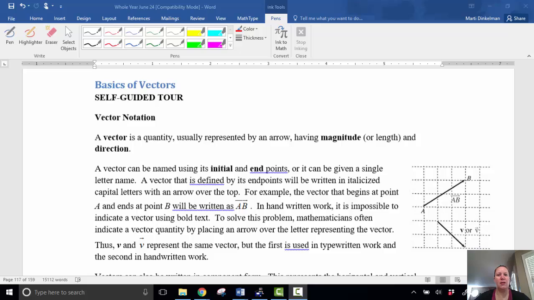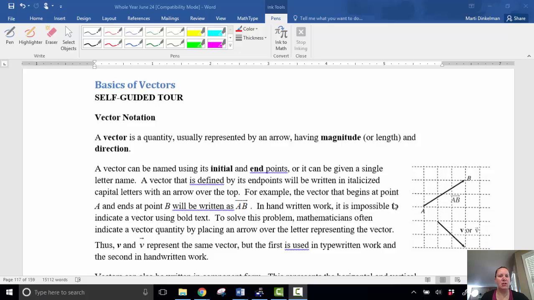We've moved on to the vector section of Unit 12. A lot of what we're going to talk about is really similar, but we need to really know what a vector is. Just like we needed to know what parametric equations are, we need to know what vectors are. This is meant to be a self-guided tour, so I'm not going to go through and do all the examples here because it's meant for you to do independently.